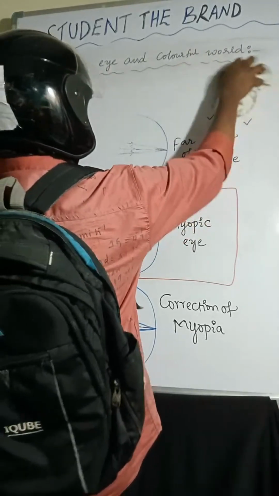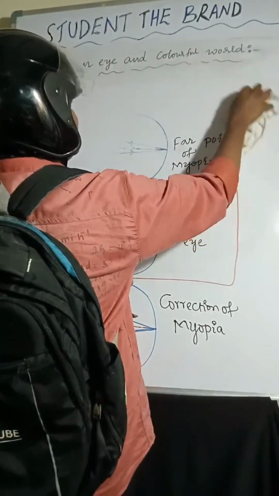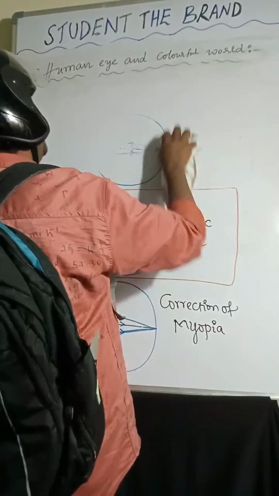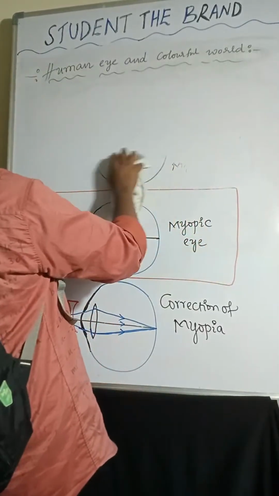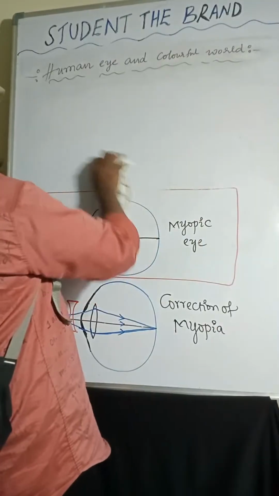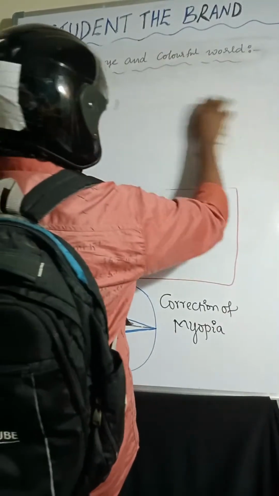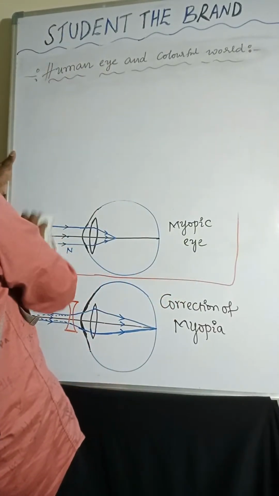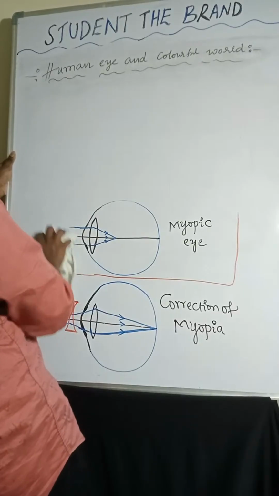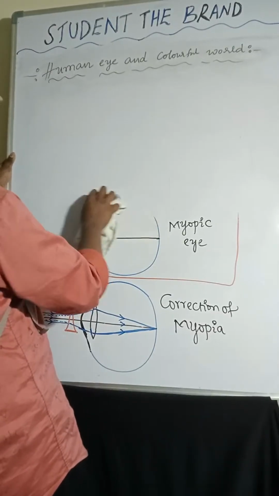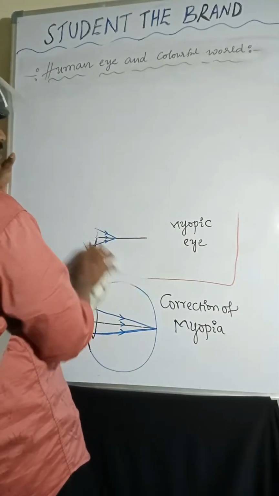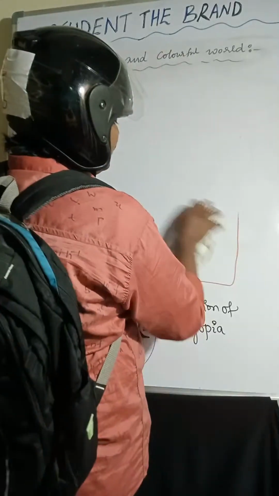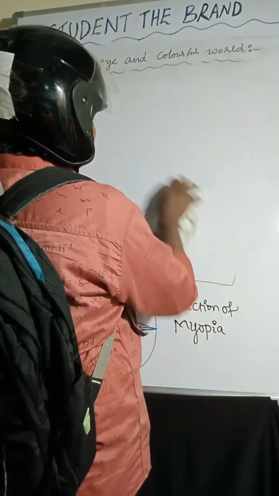Hypermetropia. Far distance we can see, near distance we can't see. Hypermetropia. Further correction.